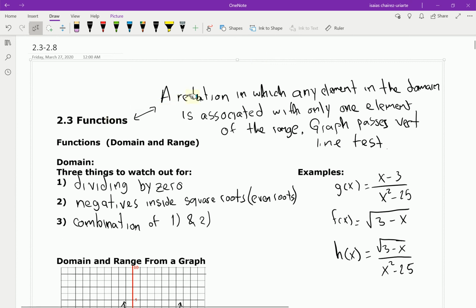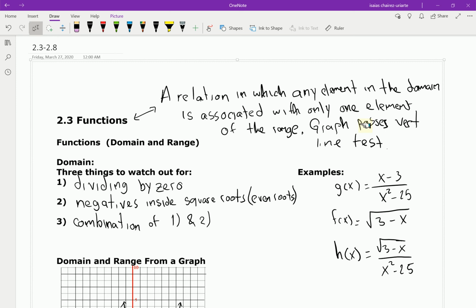A function is a relation in which any element in the domain is associated with only one element of the range. That may or may not ring a bell, but hopefully talking about the vertical line test definitely rings a bell. So the graph of a function has to pass the vertical line test. Otherwise, it's not a function. Okay, so yeah, a function is a type of relation in which an element from the domain is associated with only one element of the range. Only one element of the range, not two, not three, just one.